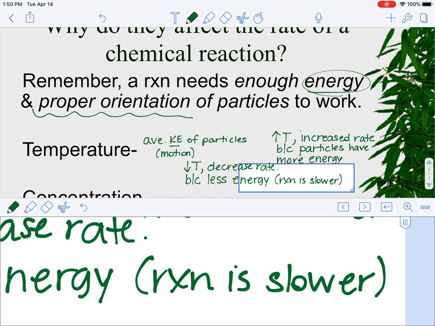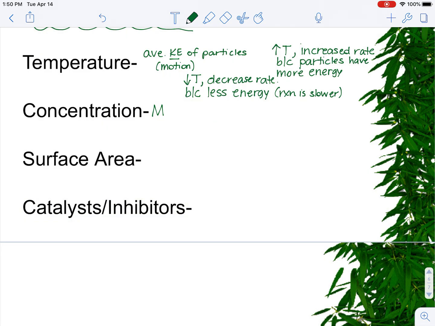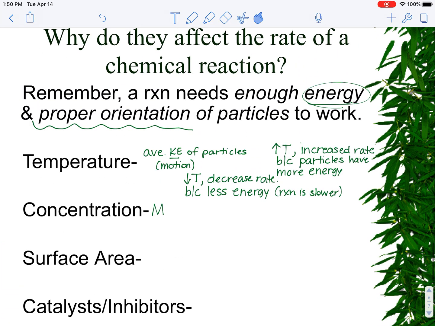Well, concentration, if you remember, is the measure of how many particles are dissolved in your solution. Usually it's in terms of molarity. How does having more or less particles give me a proper orientation? Well, it's not as directly related as the temperature was to the energy, but rather the idea behind the concentration as well as surface area and catalysts or inhibitors is that it has to do with probability. If I have a high concentration, I have a lot of particles, so therefore the probability of those particles colliding with the proper orientation increases.